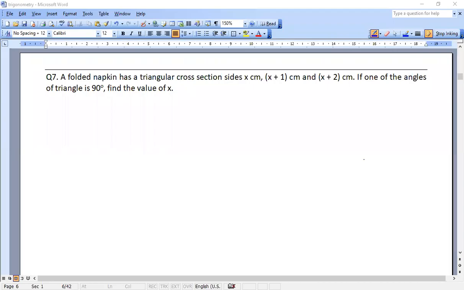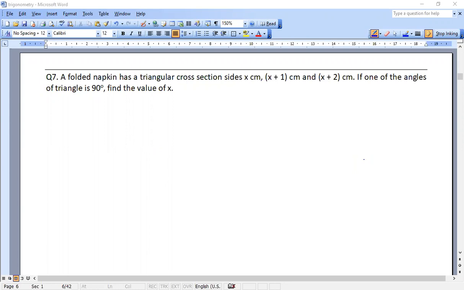Okay, this is a word problem where we are not given any triangle. A folded napkin has a triangular cross section with sides x centimeter, x plus 1 centimeter, and x plus 2 centimeter. If one of the angles of the triangle is 90°, find the value of x. Okay, so we have a folded napkin, and the napkin is folded in the form of a right angle triangle.